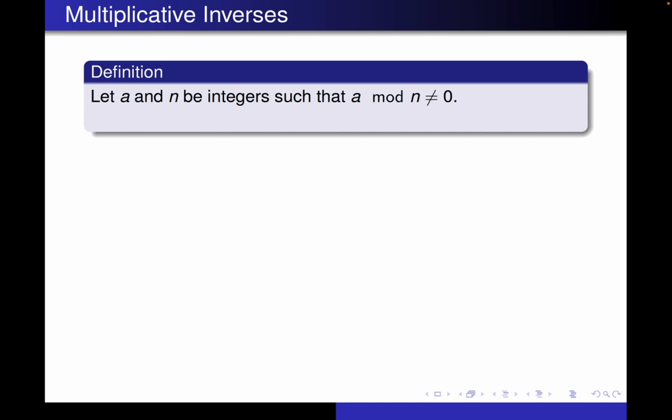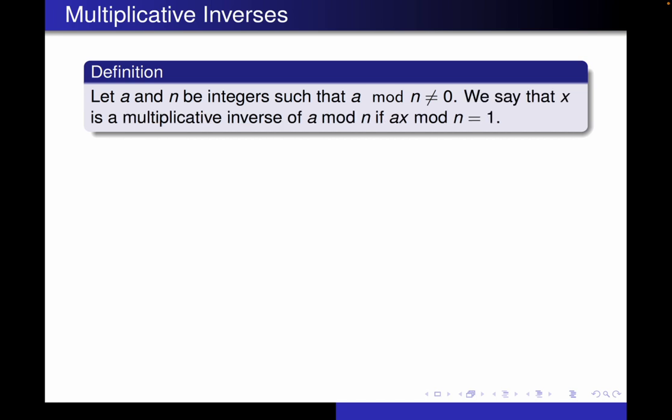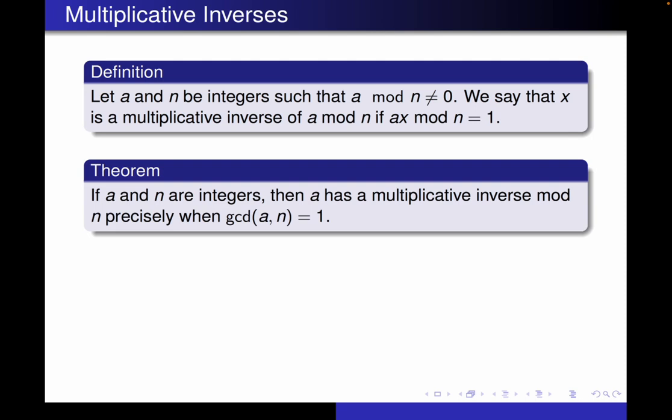Remember, if you have integers a and n such that a mod n is not equal to 0, we say that x is a multiplicative inverse of a mod n if when you multiply a and x together and then take that number mod n, you get the number 1. And we found out that having a multiplicative inverse mod n happens precisely when the GCD of a and n is 1. In other words, a and n are relatively prime. They don't share any significant common factors.